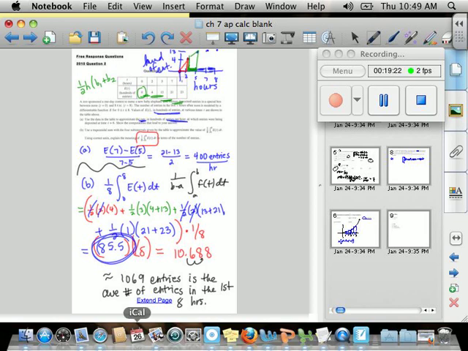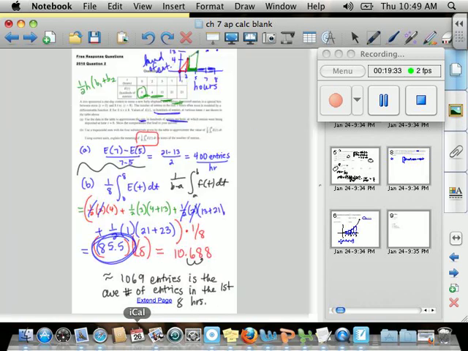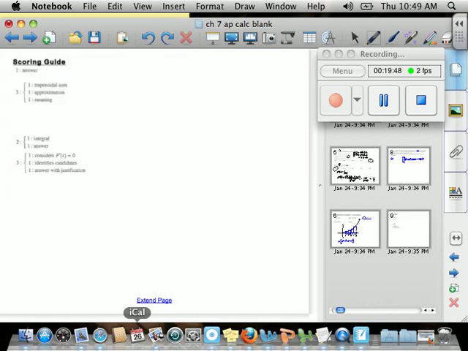That's our approximation for the number of entries that they had from 0 to 8. The 10.688 you can use, but remember that's the average number during the 8 hours. So if you wanted to find the total number, you need to multiply by 8, right? So it takes you back to the 85.5.